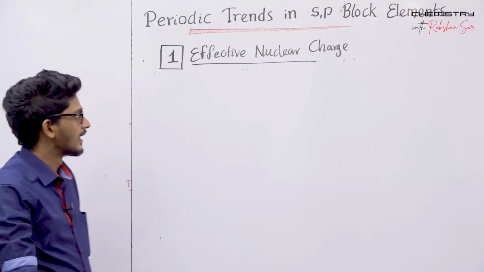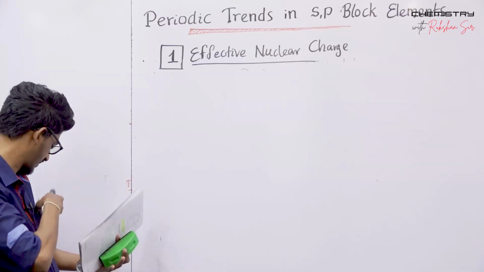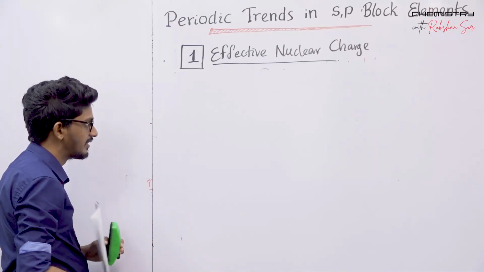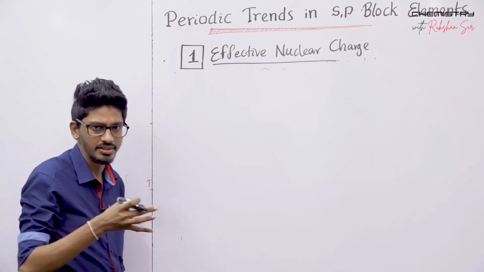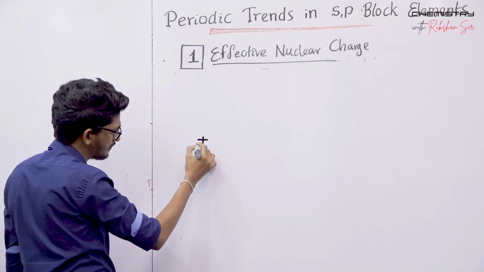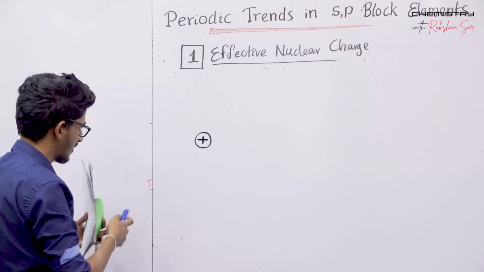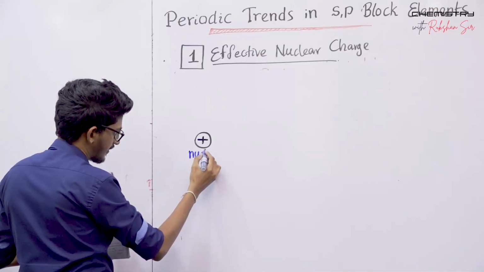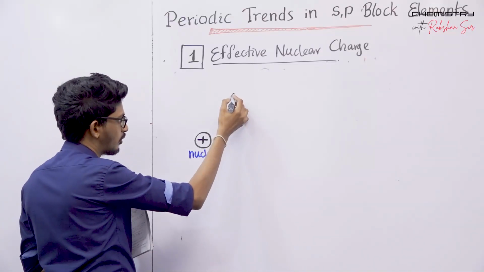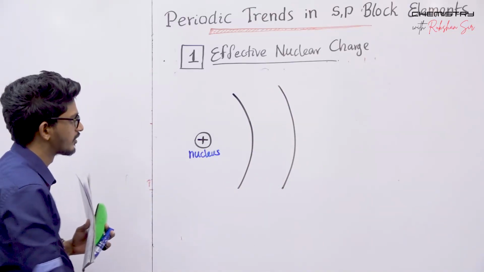The idea is this. When it comes to chemical properties, those chemical properties are mainly decided by the valence electrons. So let's think of an atom. If you think of an atom, you have the nucleus, which I'll write in a different color. And you have electrons. I'll write just a few electrons.